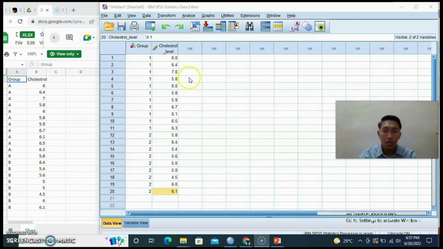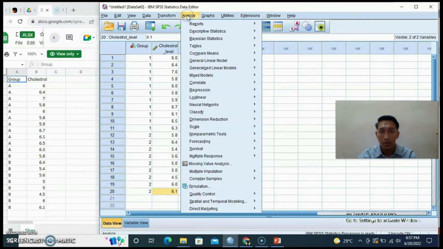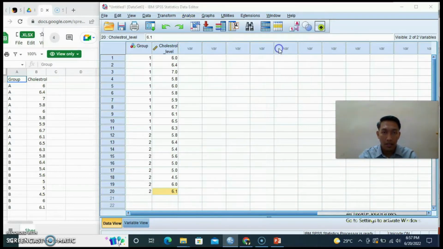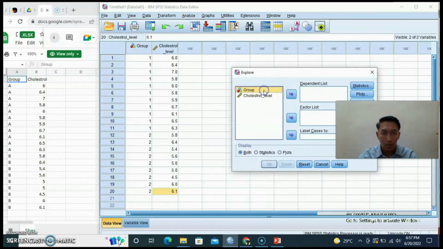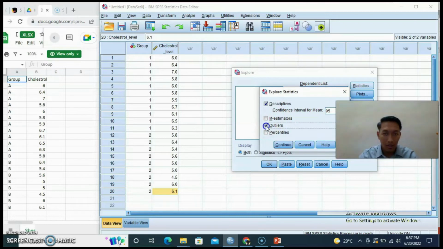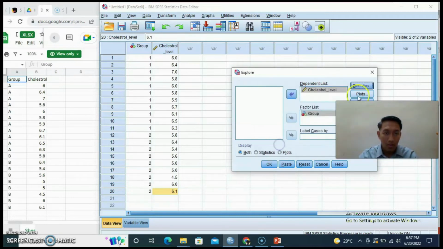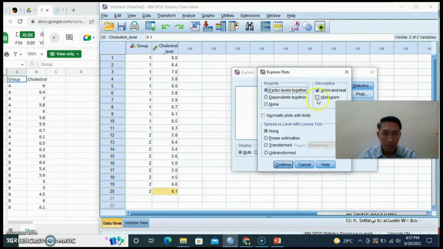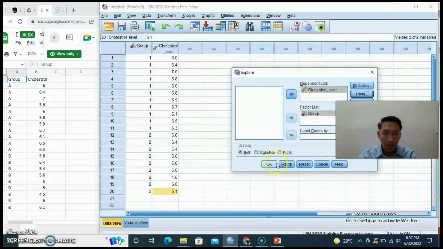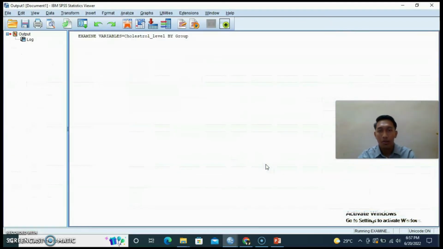Now we are going to do the test of normality. We need to go to analyze, then descriptive statistics, and then explore. You need to put group in the factor list and cholesterol level in the dependent list, and then go to statistics, tick outliers, continue, plots. You need to tick the histogram and normality plots with tests, and then continue and then okay. You have to wait for the result of the test of normality.